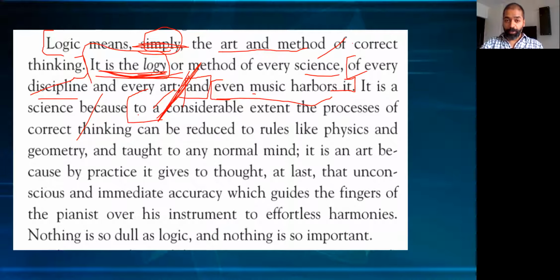Okay, so from here to here, this entire thing is just one big noun phrase. To a considerable extent, this part is a noun phrase. The process of correct thinking is our subject. We still don't know the verb. To a considerable extent, modifier, the process of correct thinking. What about the process of correct thinking? The process of correct thinking can be reduced to what? Rules, like physics and geometry. So this is again a verb. It's like simply saying I play cricket. Play is the verb. I is the subject. Cricket is the object. Same logic. The process of correct thinking can be reduced to rules like physics and geometry.